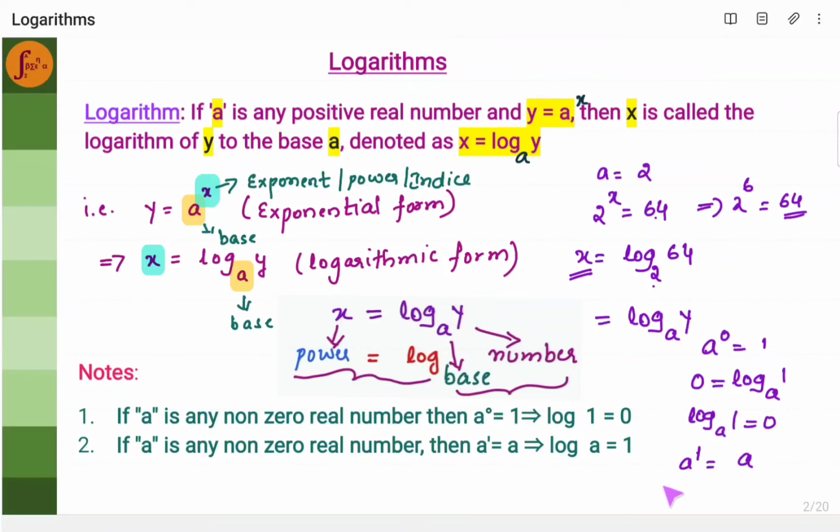So this exponent will come on the left hand side. 1 is equal to log of this base. This number will come as the base and then this value. This is how we write when we have a to the power 0 is equal to 1 and a to the power 1 is equal to a.